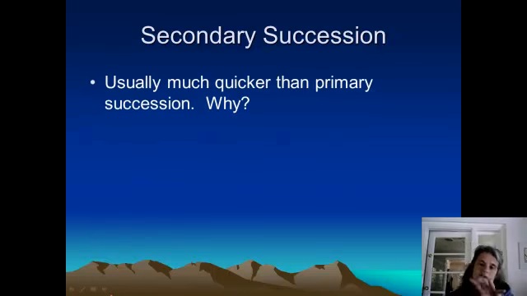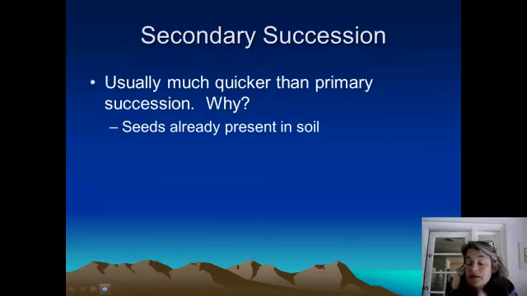Now, secondary succession usually happens much quicker than primary succession. Why? Well, because you're not starting from nothing. You're starting from where life had been. There's already soil there, and there's seeds and things present in that soil. So not only do we not have to create soil from scratch, we also don't have to bring seeds in gradually over many, many years as they get blown by the wind or whatever. They're already there in the soil.